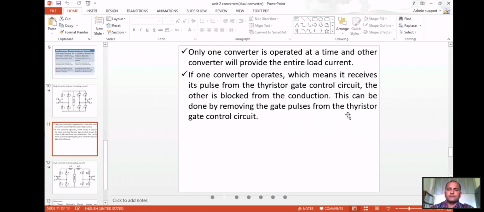So if one converter operates, it receives its pulses from the thyristor gate control circuit, and the other is blocked from conducting. This can be done by removing the gate pulses from the thyristor gate control circuit. Once a thyristor has started conducting, it can then be blocked by removing the gate pulses.